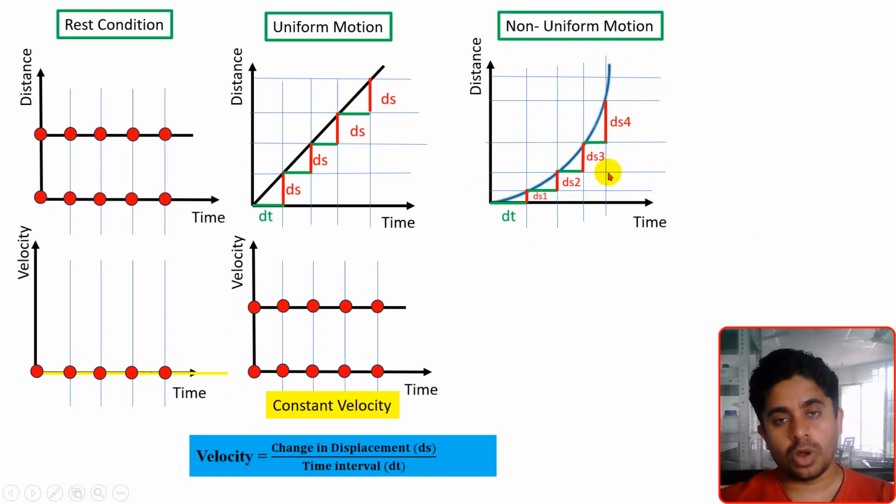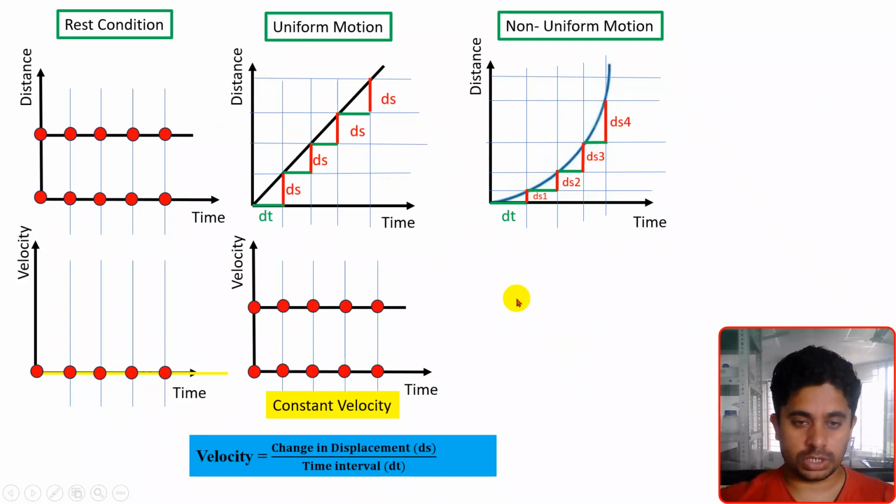The basic thing is, for non-uniform motion, the distance traveled by the car need not be the same, need not be constant for a particular time interval. The distance traveled by the car is increasing. It may increase or it may decrease in that particular time interval. It is not constant. The ds divided by dt ratio for non-uniform motion is not constant, but for uniform motion it is constant.